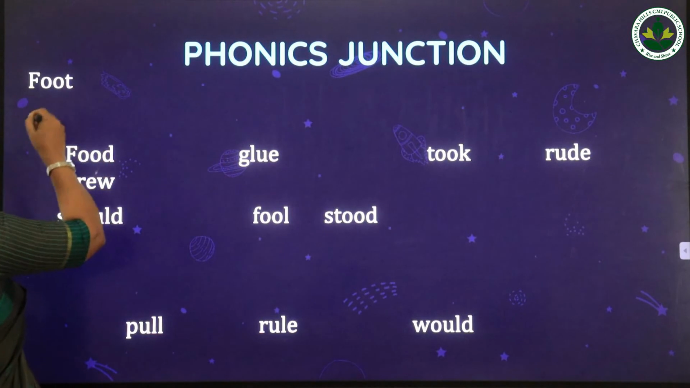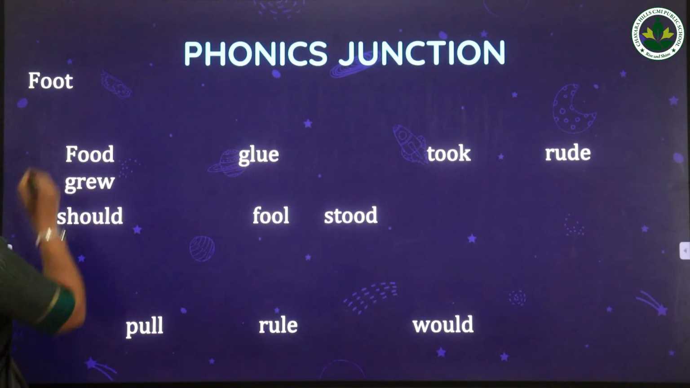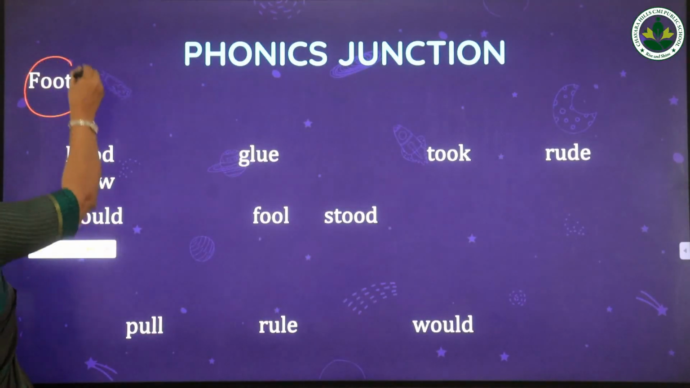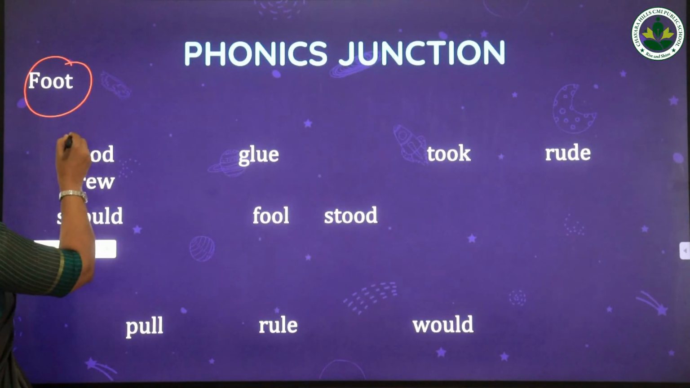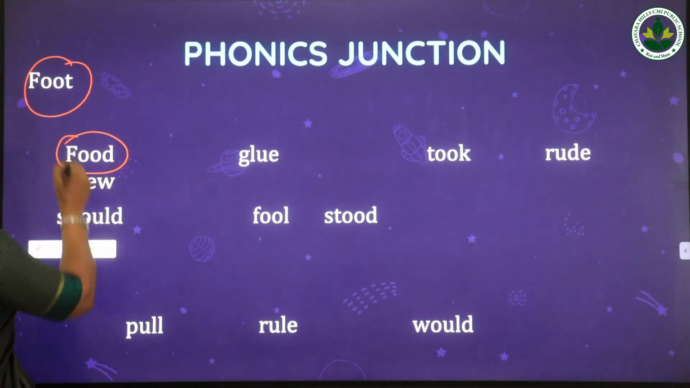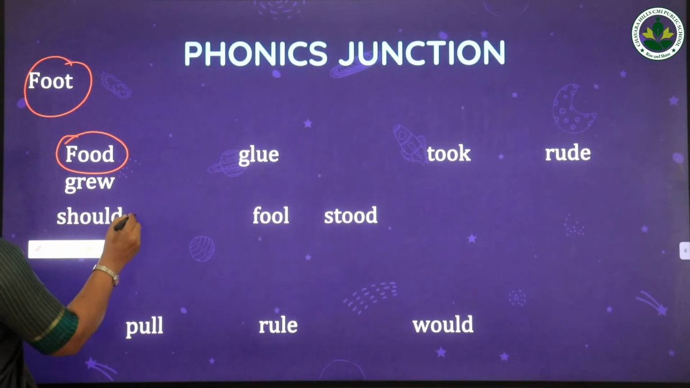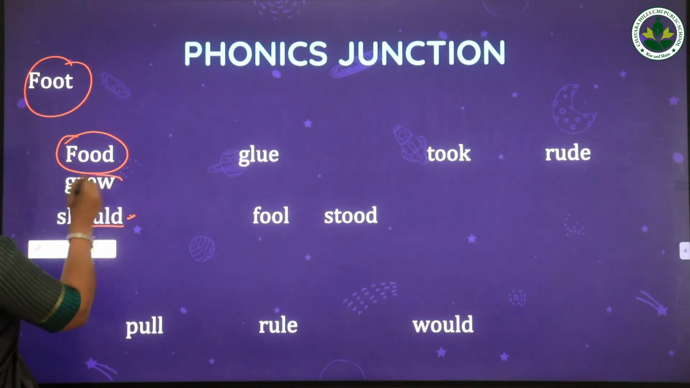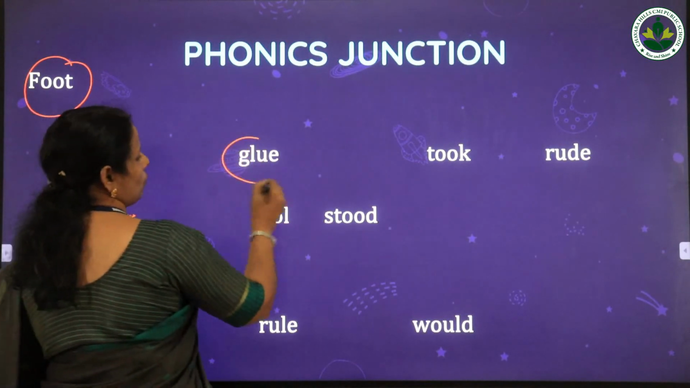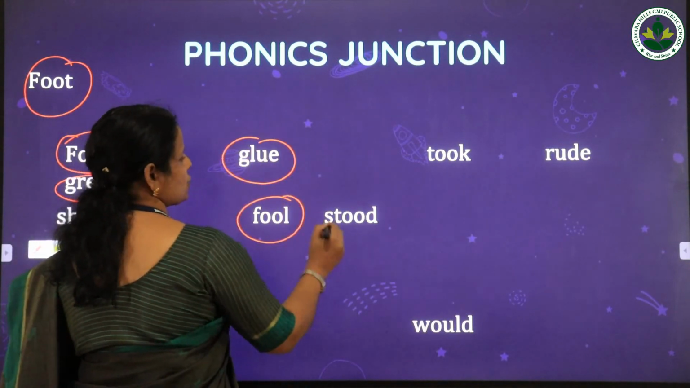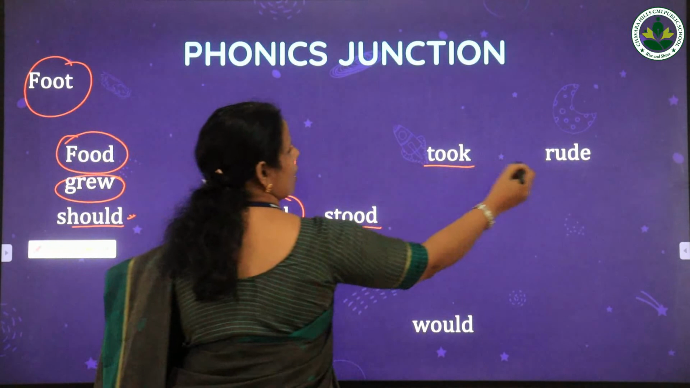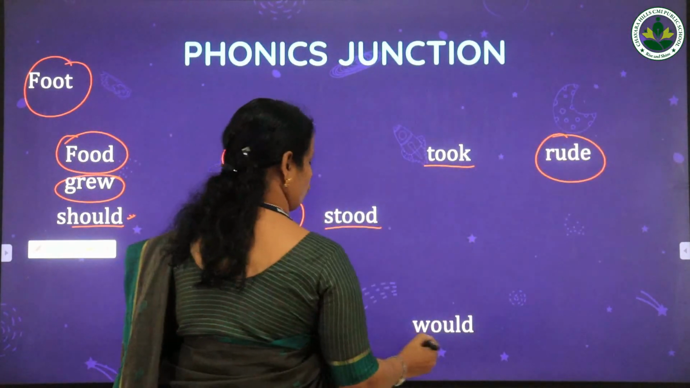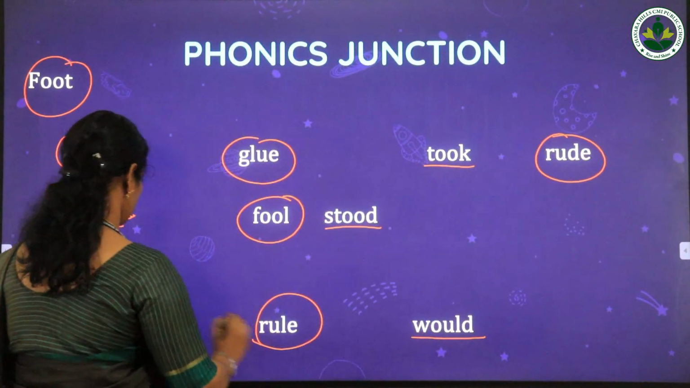Food, is it long or short? Food, it's long. Then should, it's not a long sound. Then grew, it's long. Then glue, fool, stood, took, rude, would, rule, pull.